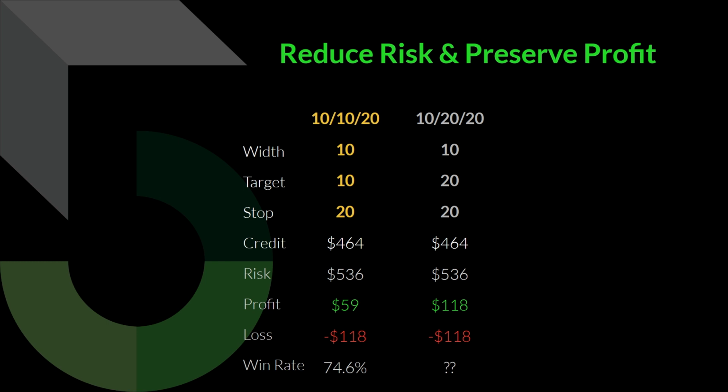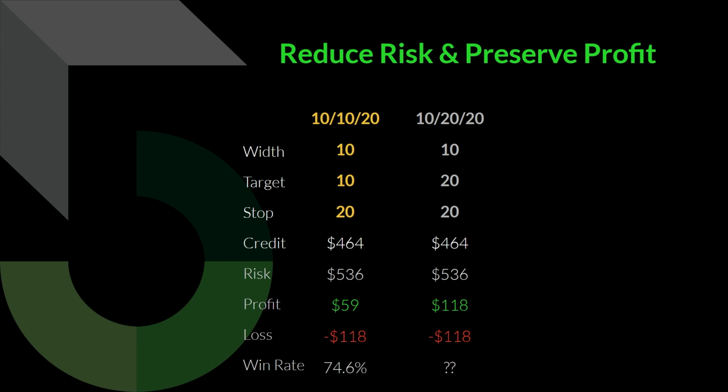Credit is going to stay the same. My risk is going to stay the same. The only difference is that my profit goes up to $118 on average. And what is the win rate for that? I'm not sure. I'm still testing it. So I'd like to see if I can still keep a greater than 60% win rate, and then this one would be profitable as well.